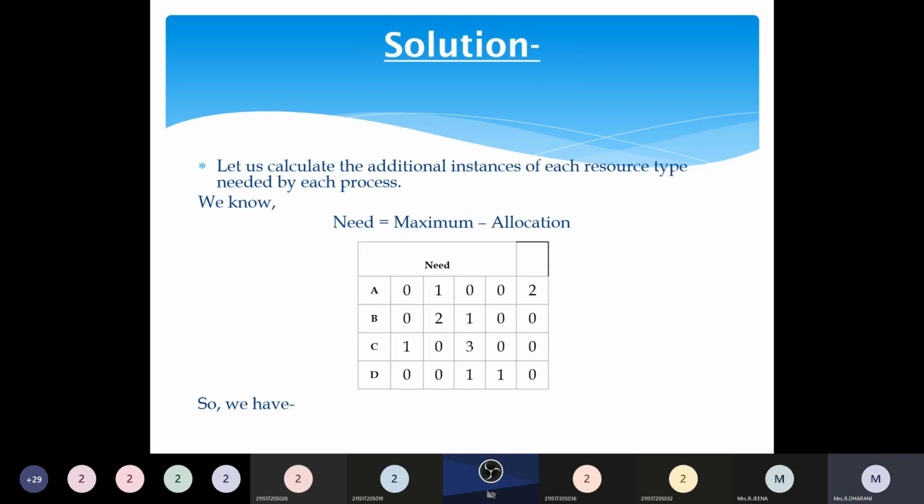Okay, let us calculate the additional instances of each resource type needed by each process. So how to calculate the need of the remaining processes? Need is equal to maximum minus allocated. When you do this, you will get, for process A, 0, 1, 0, 0, 2. For process B, 0, 2, 1, 0, 0. For process C, 1, 0, 3, 0, 0. And for process D, 0, 0, 1, 1, 0.